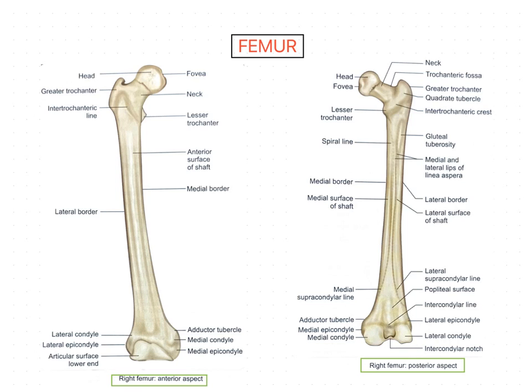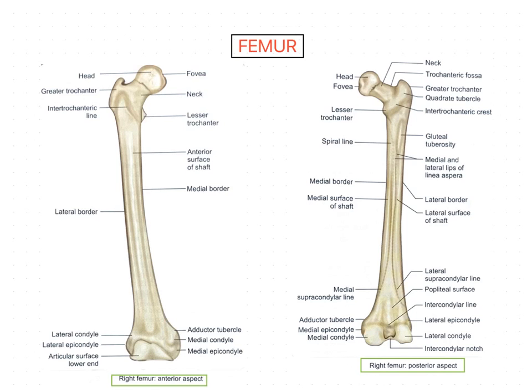Dear students, welcome back. In the previous session we discussed the ossification of the hip bone. Now in this session we are going to discuss another long bone related to the thigh region, that is the femur. The word femur is derived from Latin, and it means thigh or thigh bone. This bone is the longest and the strongest bone of the body.